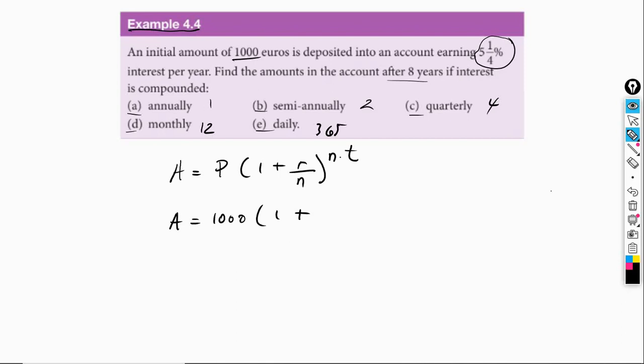Here's where you have to be careful. This is going to be 0.0525. That's 5.25% divided by n, to the power of n times 8. And then all you have to do is substitute n for 1, 2, 4, 12, and 365, and you would get all the answers. So you might want to stop the video here and do it yourselves.